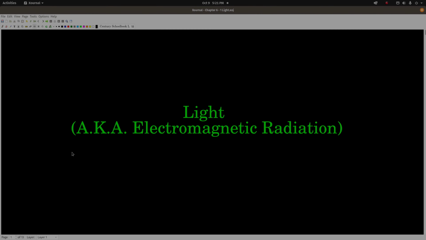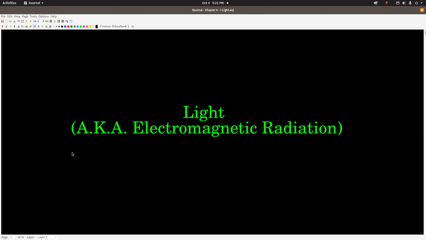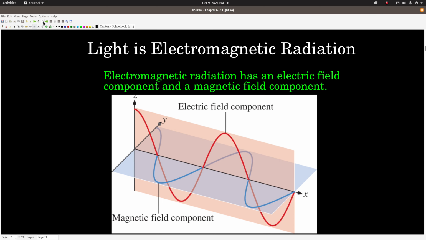Hey guys, so with this video we start the section on electronic structure and periodic properties of the elements. And this video talks about light. The reason we start with light is that what we're doing in this section is we're trying to figure out in an atom where the electrons are and what they're doing. And it ends up the only tool we have that can do that is light, also known as electromagnetic radiation.